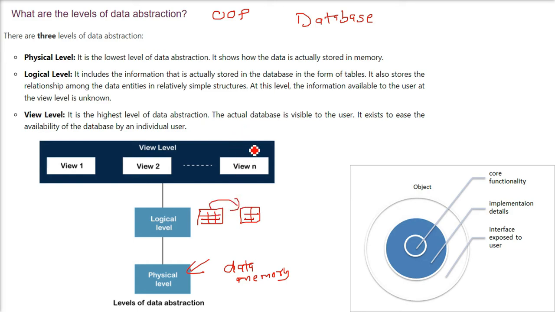What are the relationships among the tables? The information available to the user at the view level is different. Now the view level is the highest level of data abstraction. The actual database is visible to the user. It exists to ease the use of the database by the individual user so that he can work upon it. But the logical level and physical level are not exposed to the user. Why should it be? How it is stored in memory, why would somebody need it? Okay. So this is very important. Data abstraction is all about showing whatever is required.